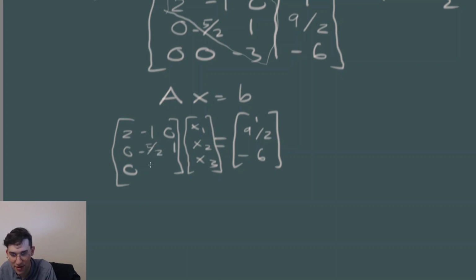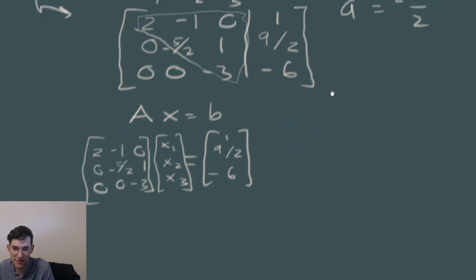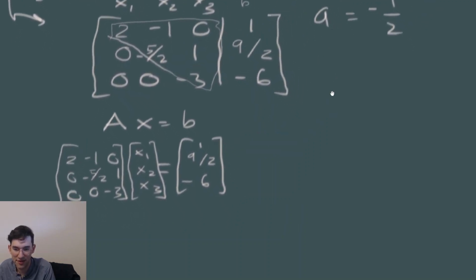Negative 5/2, 1, 0, 3. The reason it's written this way is matrix multiplication. If we multiply this through, essentially you get these x's put in the right places for all of these. So that's another way that you can write it. So let's convert this back.